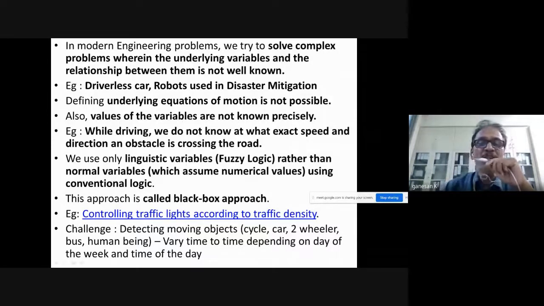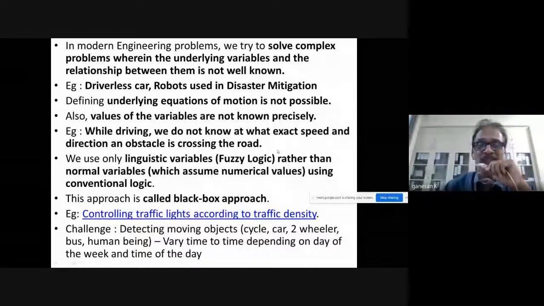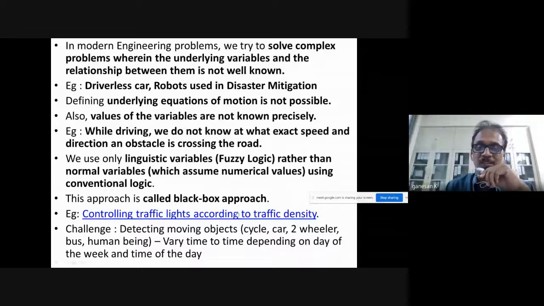But in modern problem solving, we are resorting to fuzzy logic. So this is something you need to keep in mind when we solve real-time engineering problems in modern days. And this kind of approach is what people generally call a black box approach, because we don't have exact information here. Maybe I will show you a small video, which will show you what kind of issues we can face.